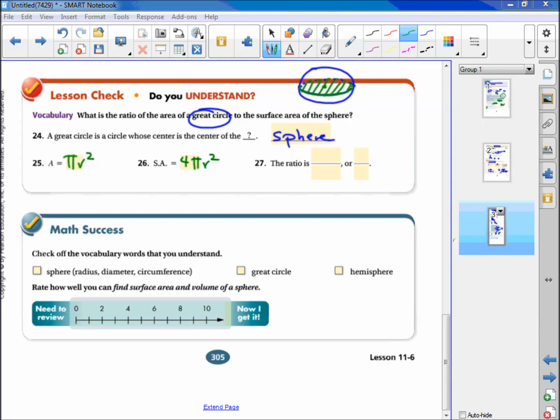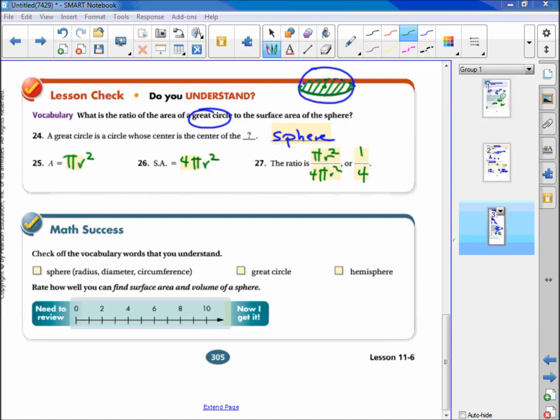So for the ratio, we want the area of the great circle on top compared to the surface area of the sphere on the bottom. So what's going to happen when I do some canceling? The r squareds are going to cancel each other, the pi's are going to cancel each other, and we're going to get left with 1/4. Okay. All right, so that completes the lesson for today.